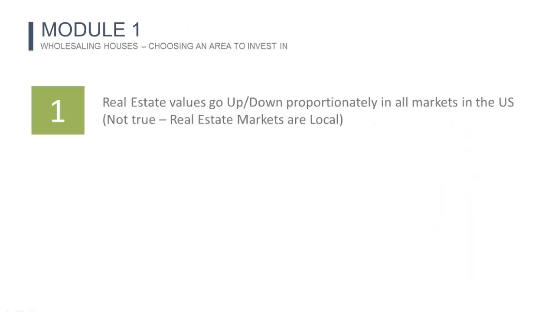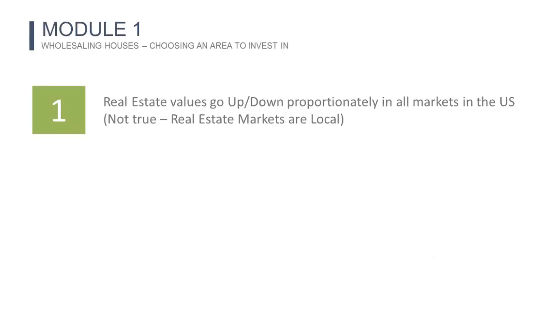Well, a common misconception in real estate is that values go up and down proportionately in all markets in the United States. And that is obviously not true. Real estate is extremely local. Even if we look back at the years 2008, 9, and 10, when the real estate market crashed, the common perception was that the real estate market was in the gutters all over the United States. And that was absolutely not true.